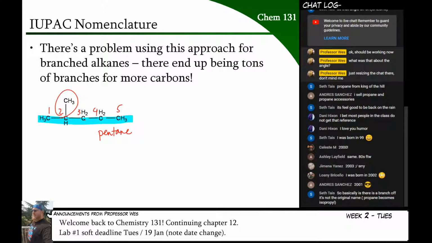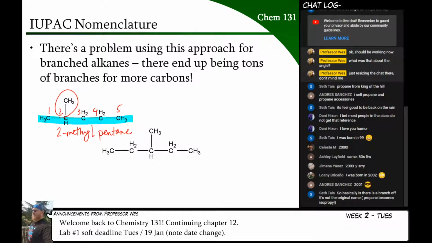What group is here and what position? So what should I tack on front of pentane? And hopefully what you decided was that. And there shouldn't be a space there. That should be all one word. 2-methylpentane.